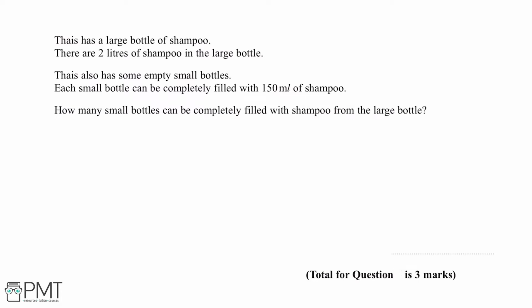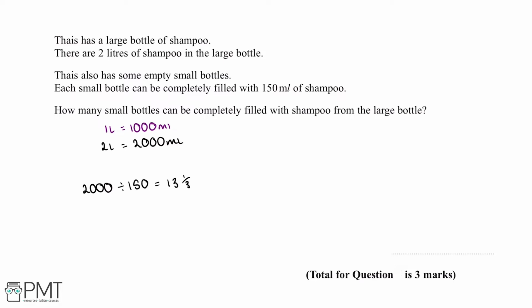So the first thing we'll want to do is change the units from the 2 litres of shampoo into millilitres so that we can compare the two values. So 1 litre is equal to 1000 millilitres. So this means that 2 litres is equal to 2000 millilitres. So now the next thing we need to do is work out how many small bottles can be filled from 2000 millilitres of shampoo. So to do this, we're going to want to do 2000 divided by 150. And this gives us an answer of 13 1/3.